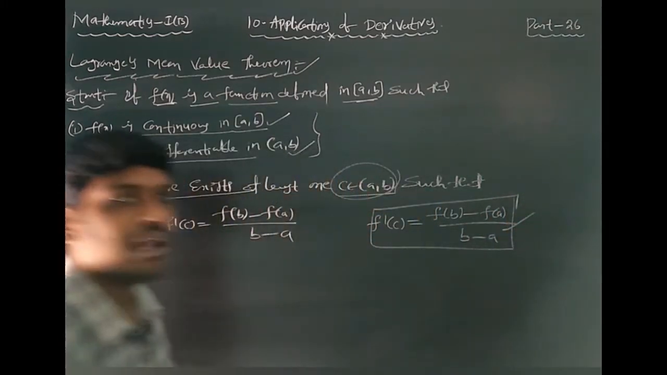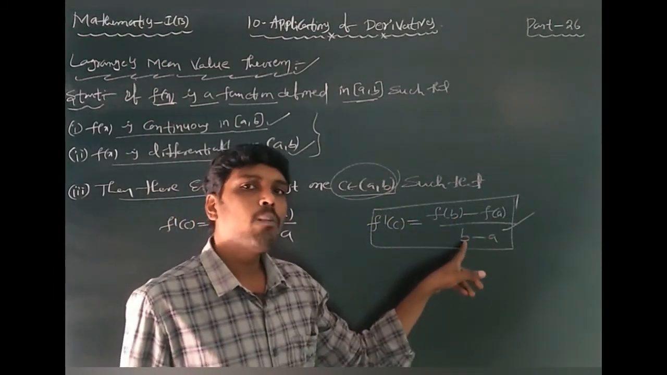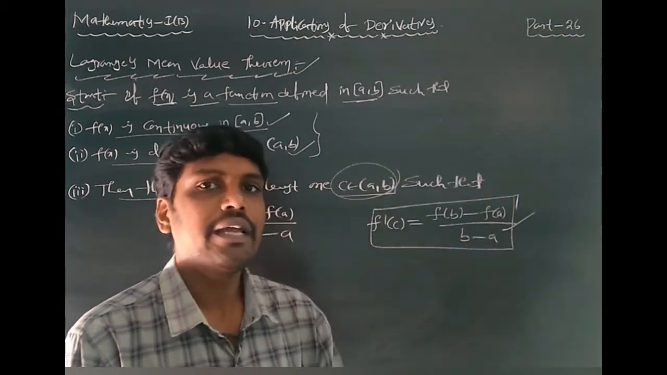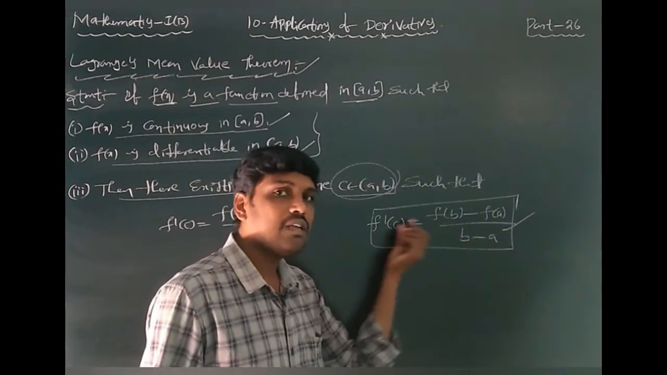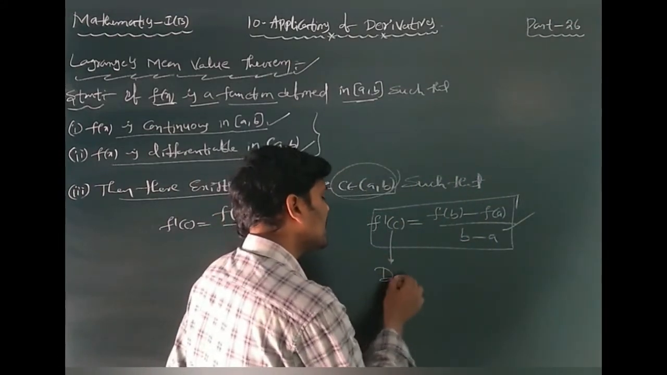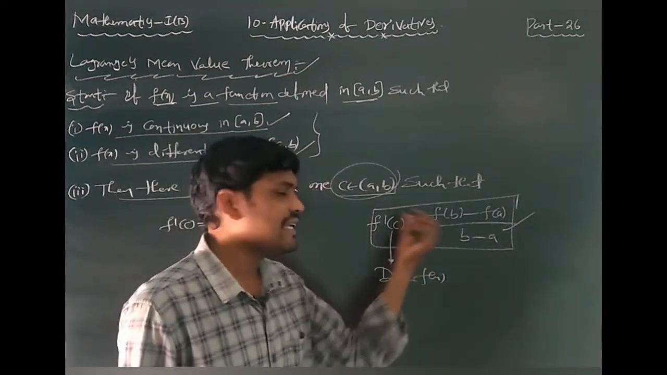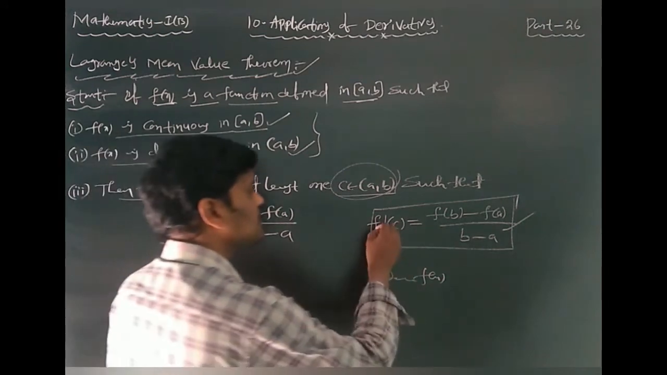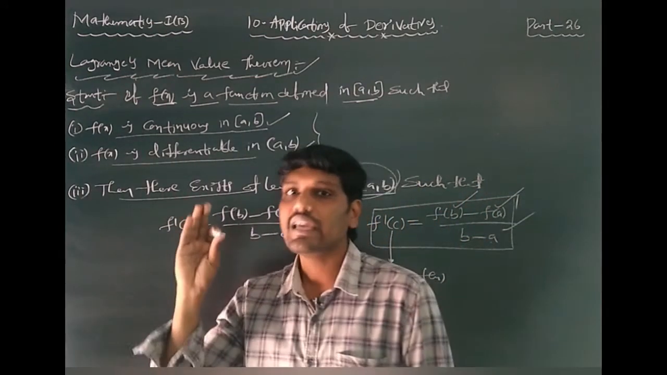The formula is f dash of c is equal to f of b minus f of a all by b minus a. Here a is the lower limit, b is the upper limit: a is the minimum value, b is the maximum value of the interval. Here f dash of c is the derivative of f of x. You can write f dash of c equal to f of b minus f of a by b minus a, with the a and b values.